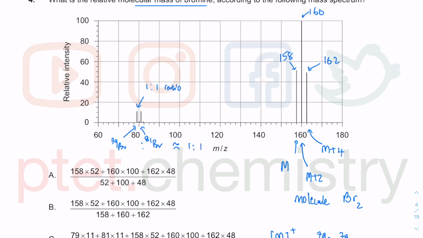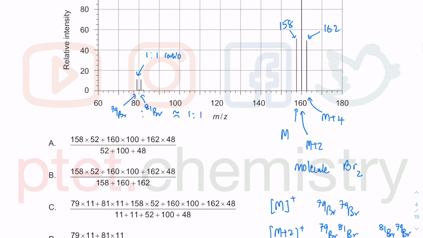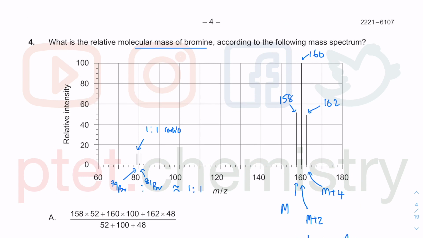So what do they want here? They want the relative molecular mass of bromine. So we are not looking at the atom, we're looking at the molecule because of the definition of molecular mass. They don't want the relative atomic mass. If you just look at that, that will give you the relative atomic mass. Both of them have their own specific definitions as stated in your IB syllabus.